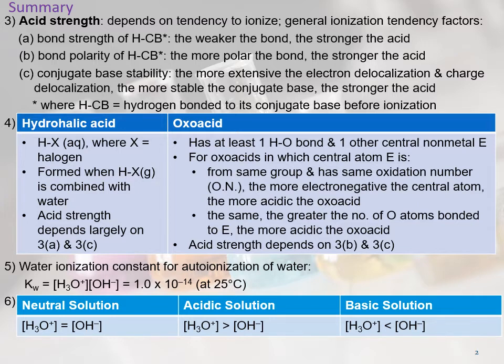For a neutral solution, the hydronium ion concentration is equal to the hydroxide ion concentration. For an acidic solution, the hydronium ion concentration is greater than the hydroxide ion concentration. For a basic solution, the hydronium ion concentration is less than the hydroxide ion concentration.